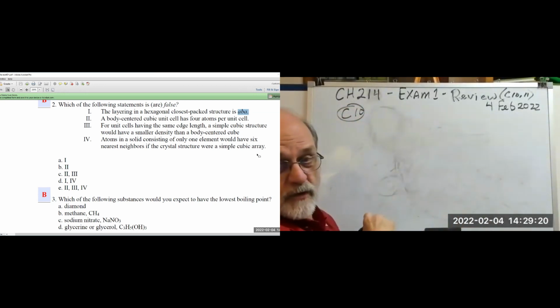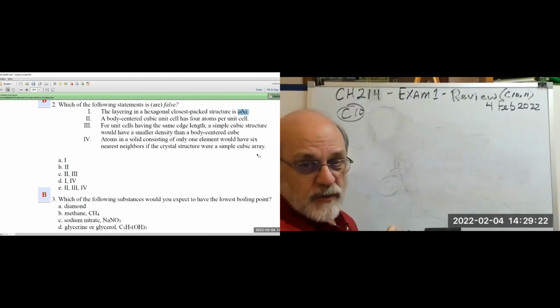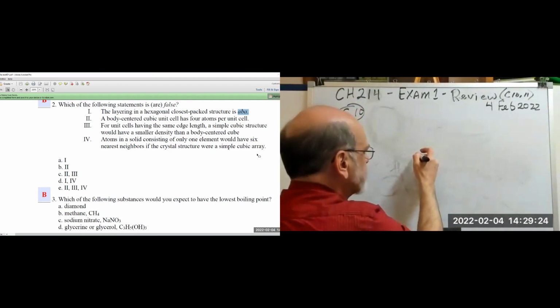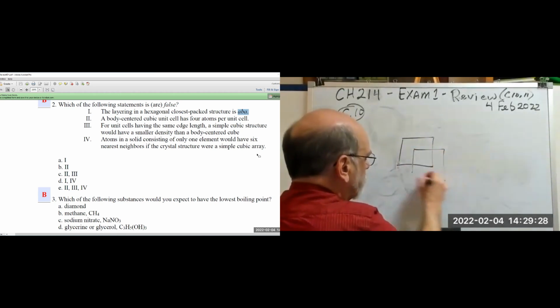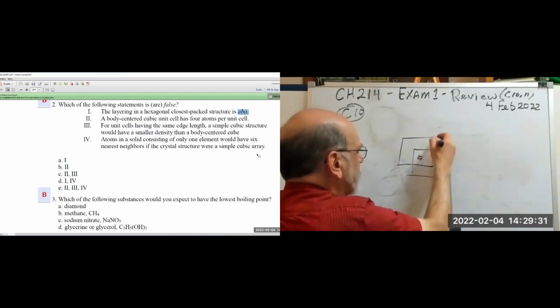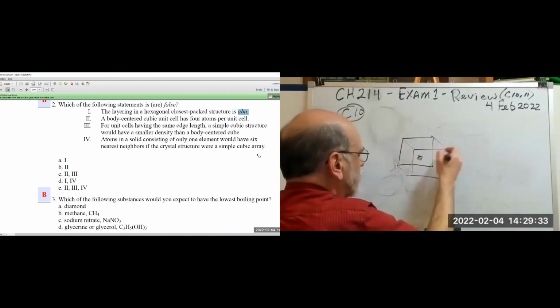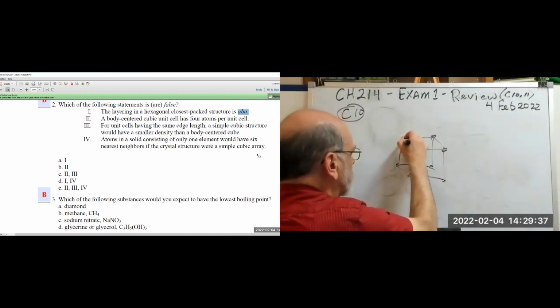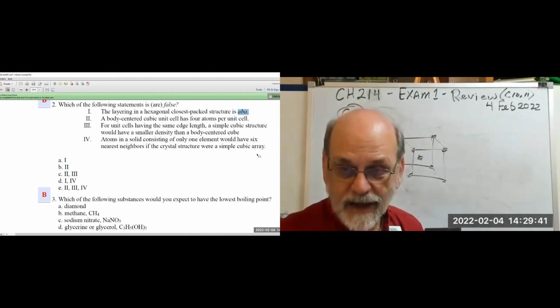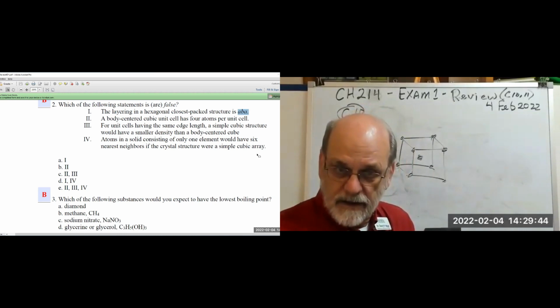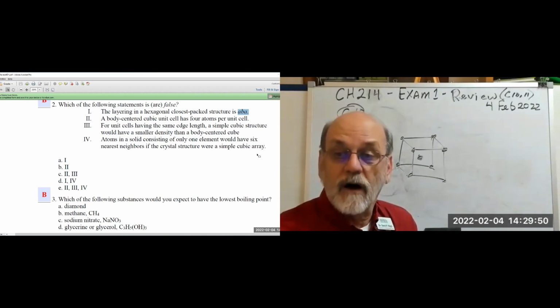So Roman numeral 2, a body-centered cubic unit cell. So you got 1 in the middle here, and then you got here, here, here, here, here, here, here, and here. Okay, body-centered cubic cell. How many atoms are in this unit cell?